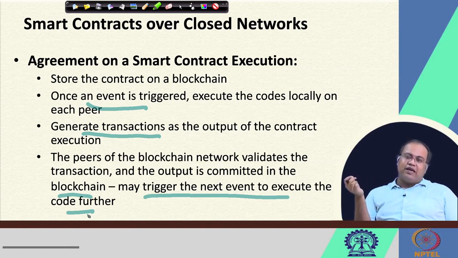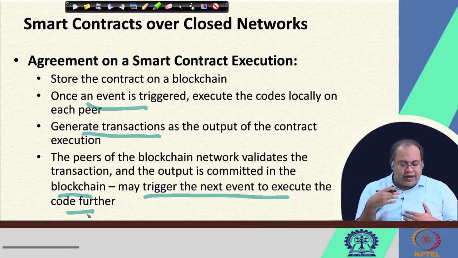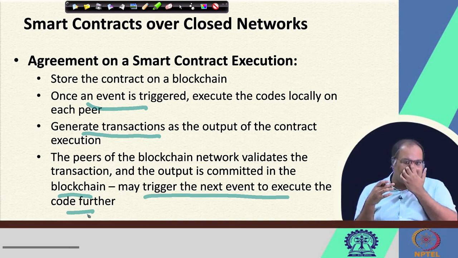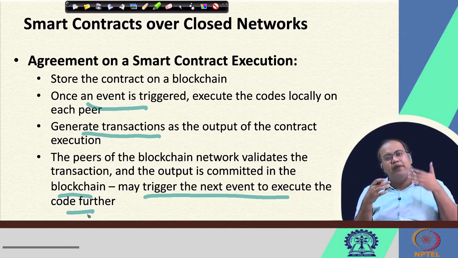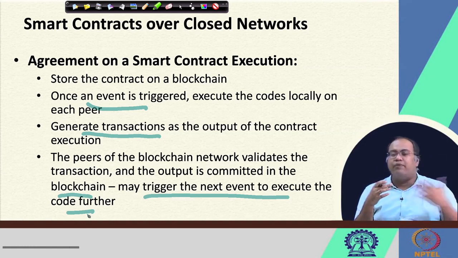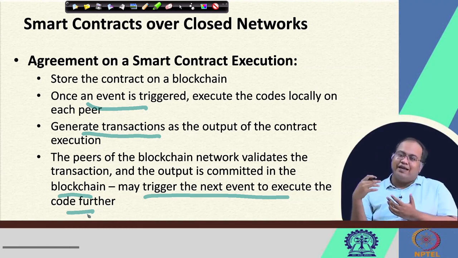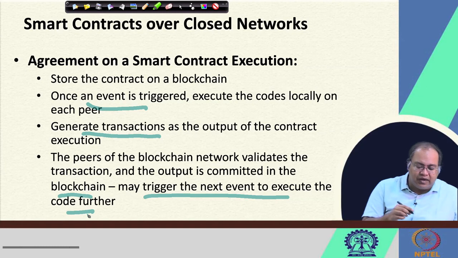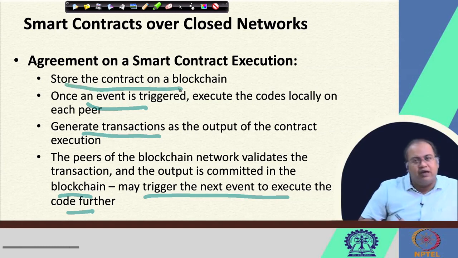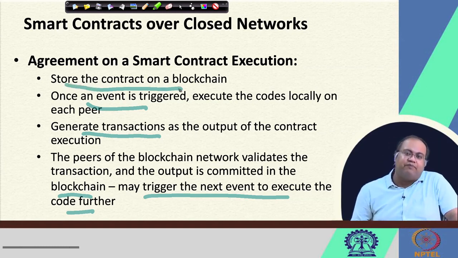That means, when certain intermediate events have been triggered, based on the particular event, you execute a part of the code, and the output of that part you store in the blockchain. That ensures that other participants in the network can validate this particular transaction. They can execute the same piece of code, because remember that you have stored the contract on the blockchain itself. So, the blockchain has a piece of the code.